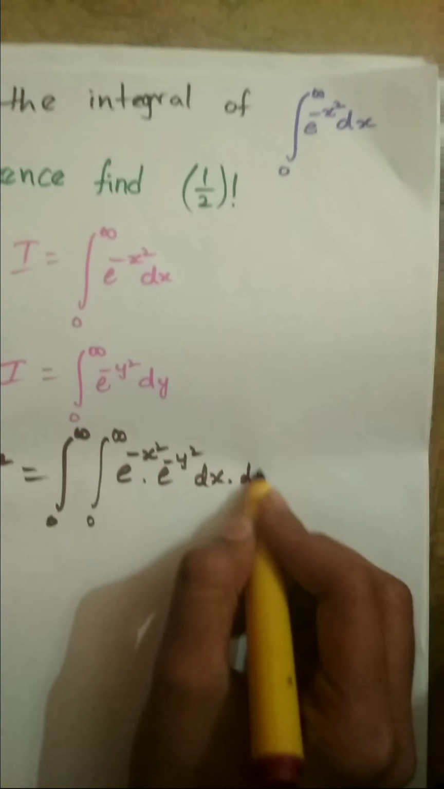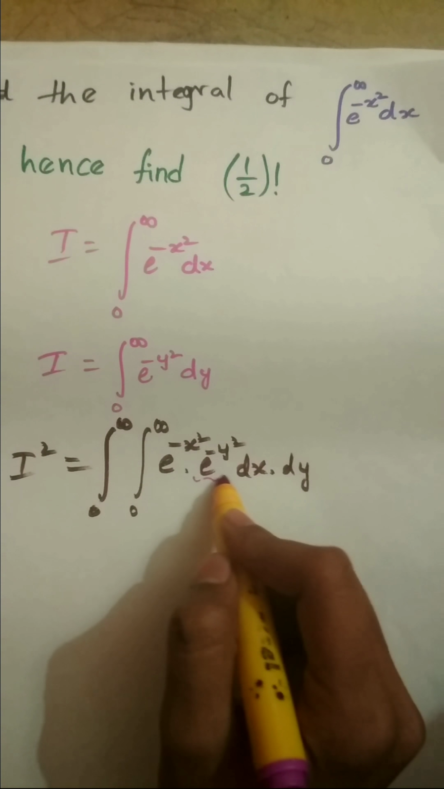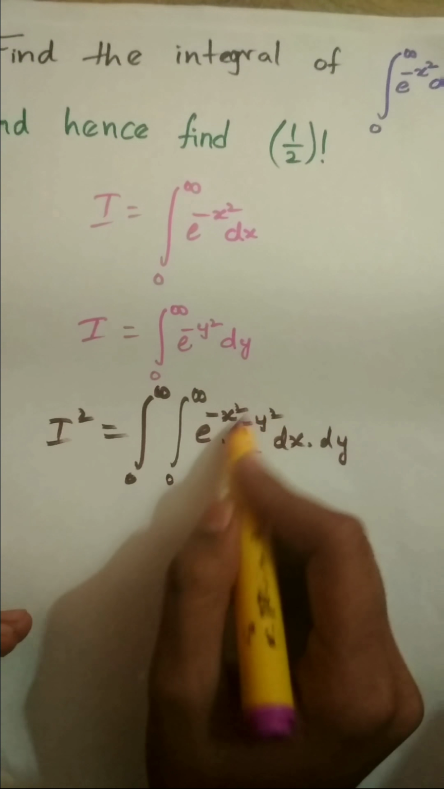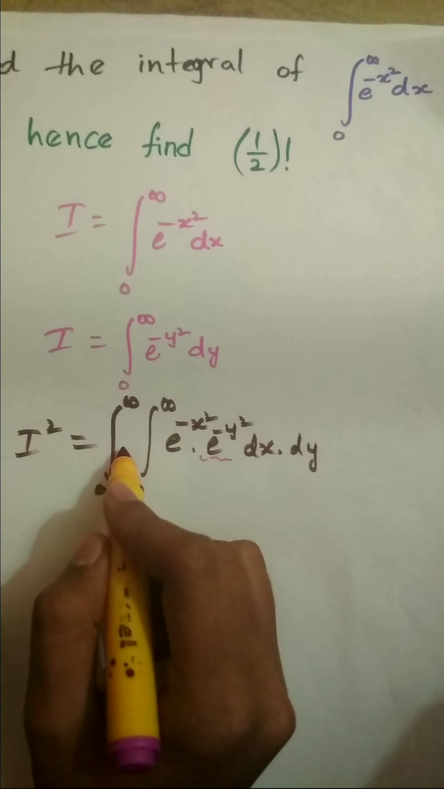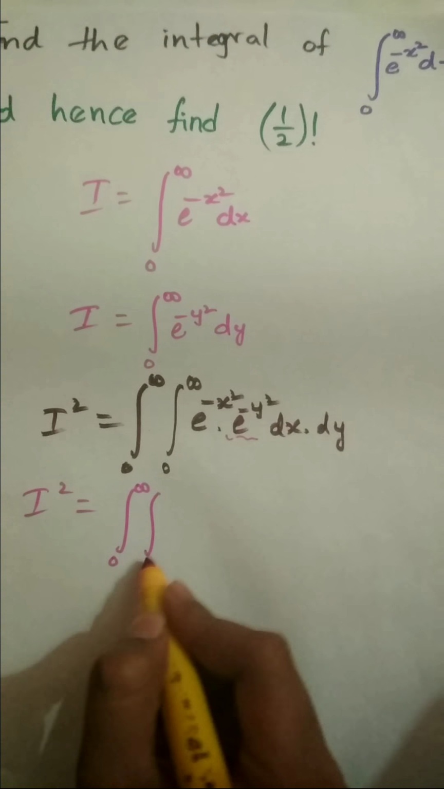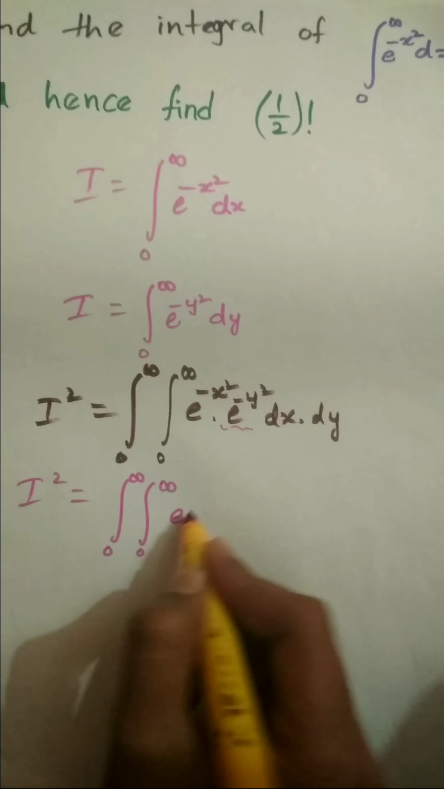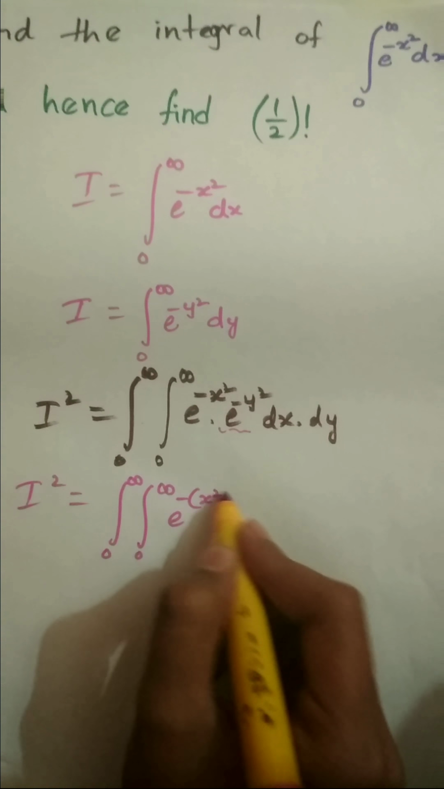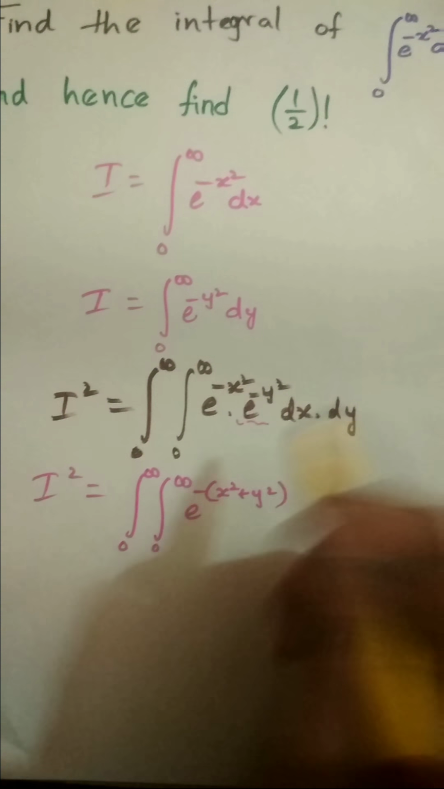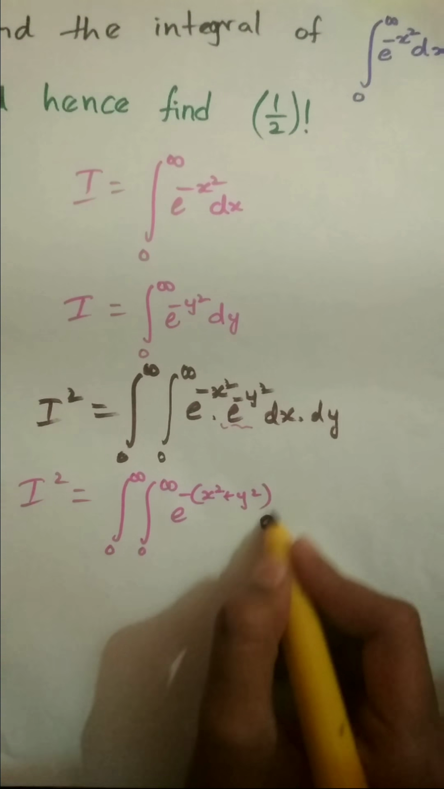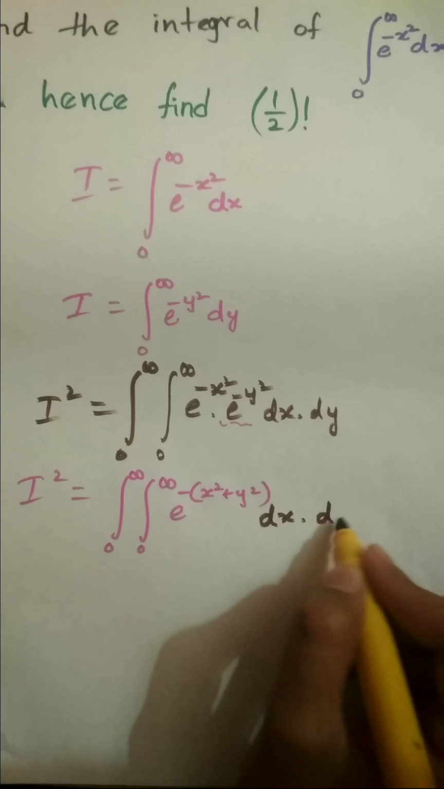As the first variable is dx, we can consider y as a constant term, hence we can write e power minus y square here instead of here. By this we have I square is equal to the double integral from 0 to infinity of e power minus of x square plus y square, since a power m into a power n is a power m plus n, dx dy.